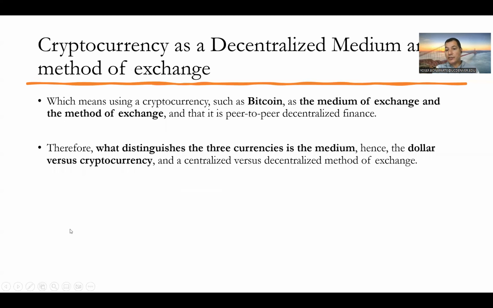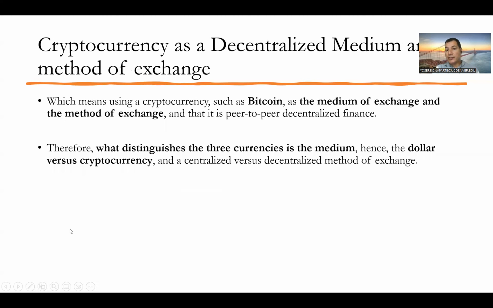So again, decentralized finance is peer-to-peer. When I say decentralized, that means not centralized through a Visa card, but peer-to-peer. We're going to talk about this a lot in the rest of the semester. But decentralized finance, when we say decentralized medium of exchange, that means peer-to-peer.